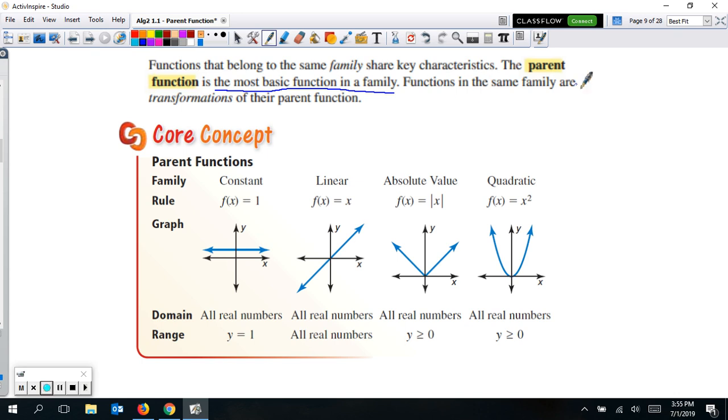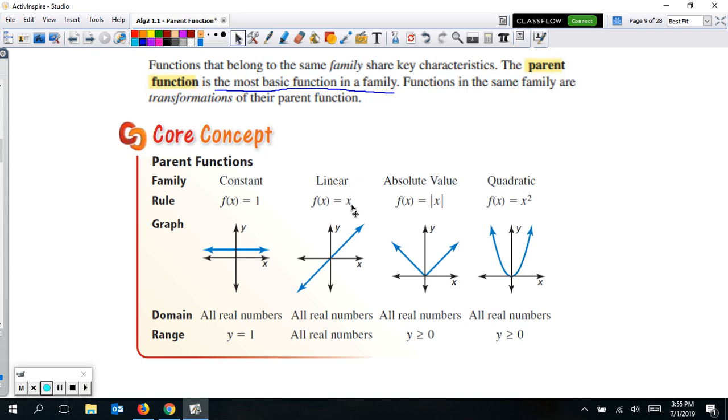Functions in the same family are called transformations of their parent function, and we're going to look at what those are in just a minute. But make sure you understand the rule for each one of these 4. The most basic one for the quadratic is just x squared. So anytime you see the variable being squared, x being squared, that's a quadratic family. You have the absolute value signs on this. That's what these lines are for. These are called the absolute value signs. So this is the absolute value family. This one's just x by itself.